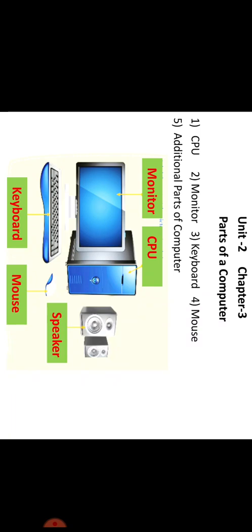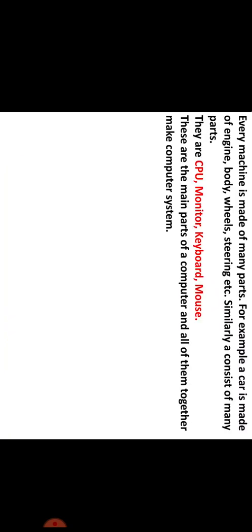The next point, see. Student, every machine, which machine? Every machine is made of many parts, correct? We have seen many machines, correct? And every machine is made up of many parts. For example, a car is made of engine, body, wheels, steering, etc.